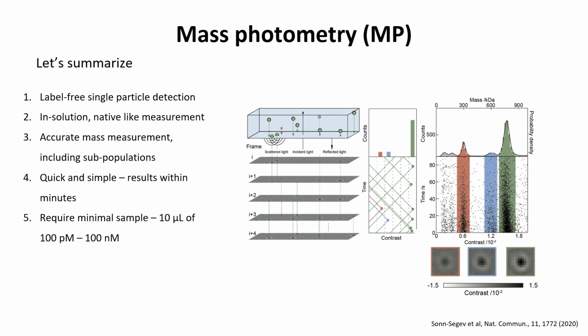So if we summarize its main benefits, mass photometry is label-free, so you don't have to do any manipulation to your protein. It's a label-free single particle detection. It's in solution, so it's a native-like measurement. It provides you with accurate mass measurement, including subpopulations. It's quick and simple, so you can get results within minutes, and it requires minimal sample. An example is around 10 microliters of between 100 picomolar to 100 nanomolar.